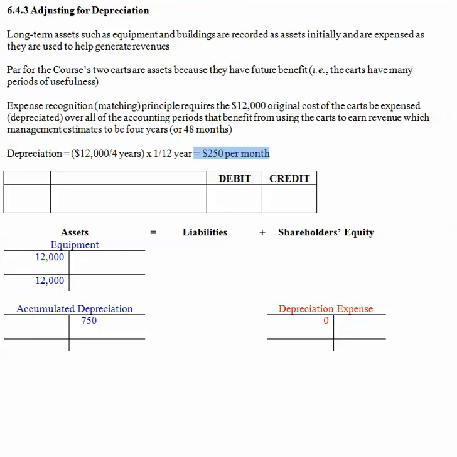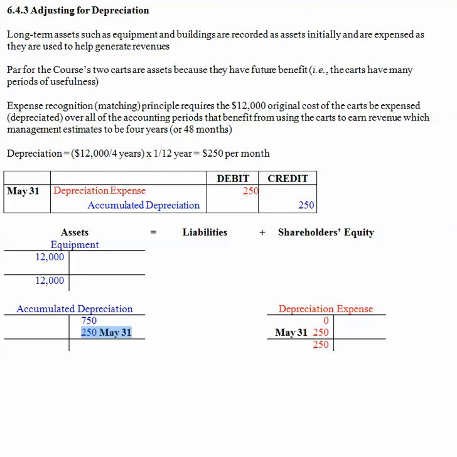All right, so the entry we're going to record, if you recall from earlier, is we debit depreciation expense and we credit accumulated depreciation. We don't credit the equipment account directly because this is just an estimate. Remember, we set up this contra asset account. So let's continue where we post the entry. The amount of usefulness used of these carts is 250. We credit accumulated depreciation to get 1,000.